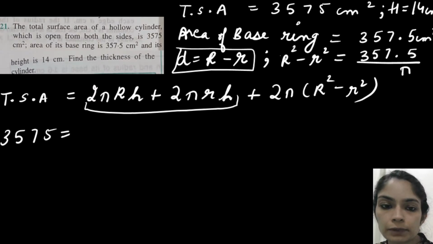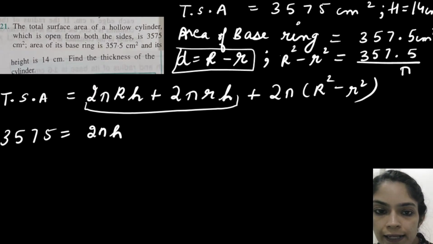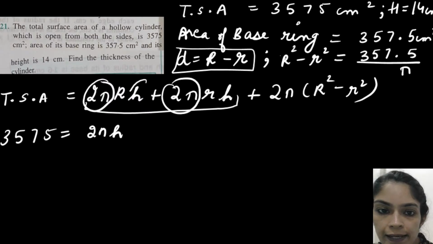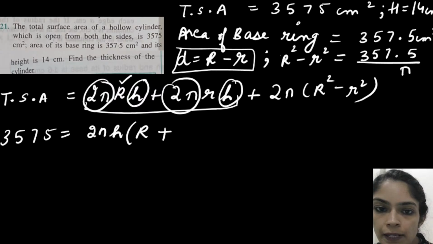So the first two I'm just pairing them. And the thing which I can take out common is 2 pi and h. See, 2 pi is common. H is also common. So the remaining things are capital R plus small r.